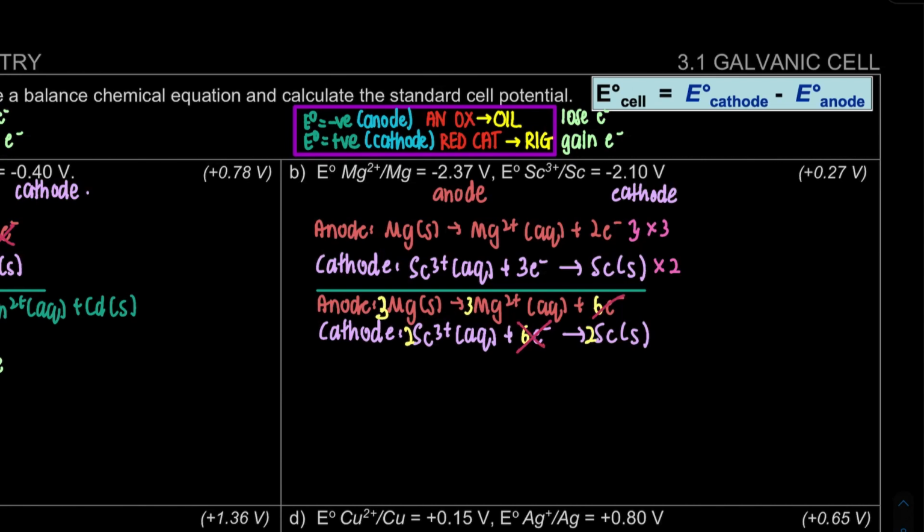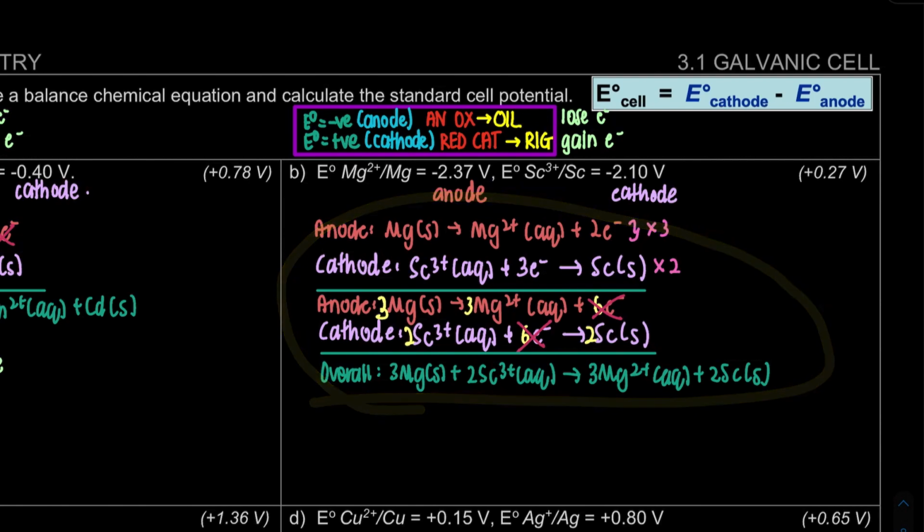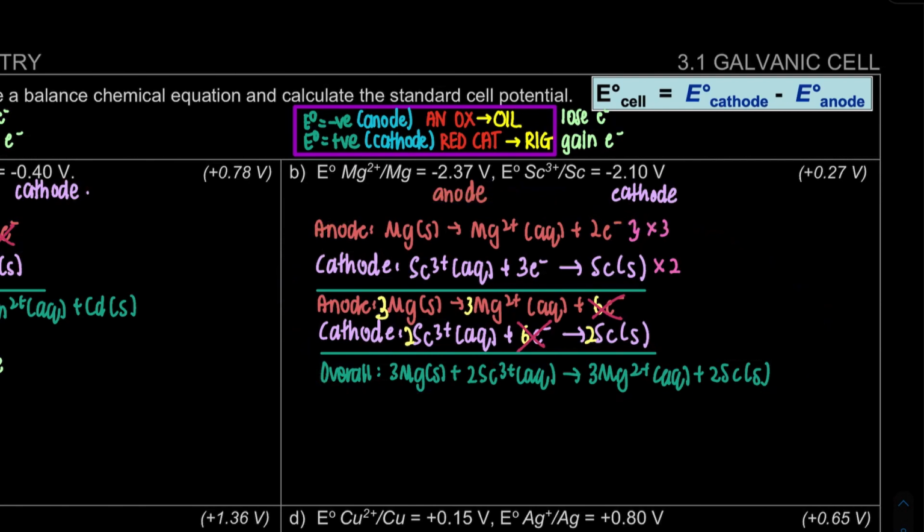And then on opposite sides, we can cancel them out. Okay, so when we cancel them out, we just write down the overall equation. Don't forget to include the value in front of each species. So this is the overall equation. It has steps, so write it down one by one.